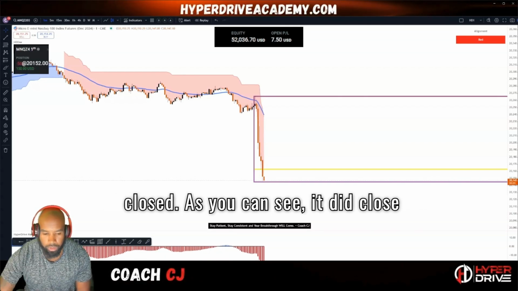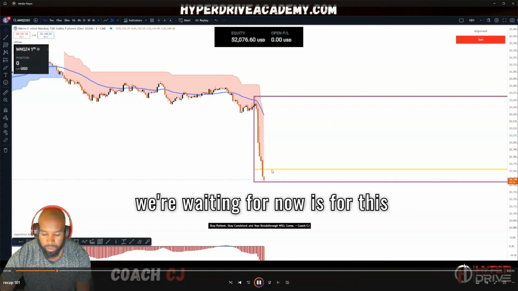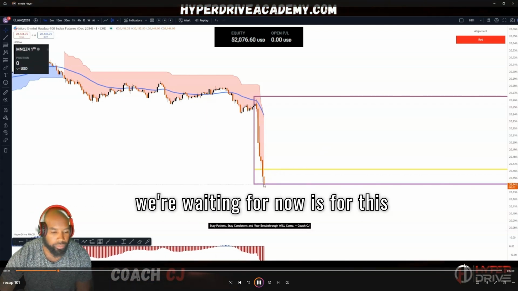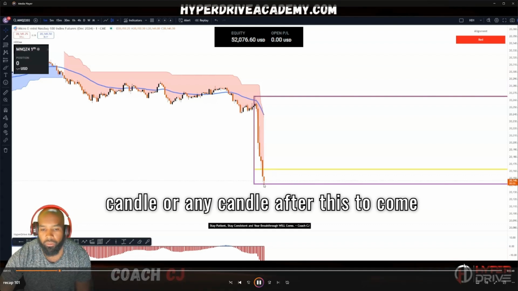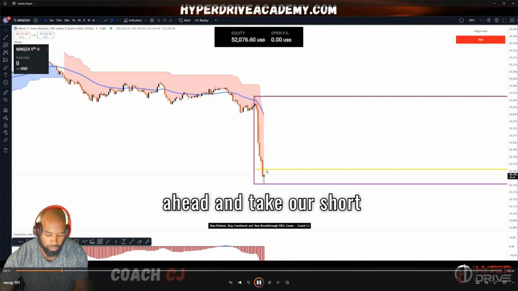So the candle just closed. As you can see, it did close below the yellow line right here. So all we're waiting for now is for this candle or any candle after this to come back up and touch that yellow line. And once it touches it, then we're going to go ahead and take our short position.